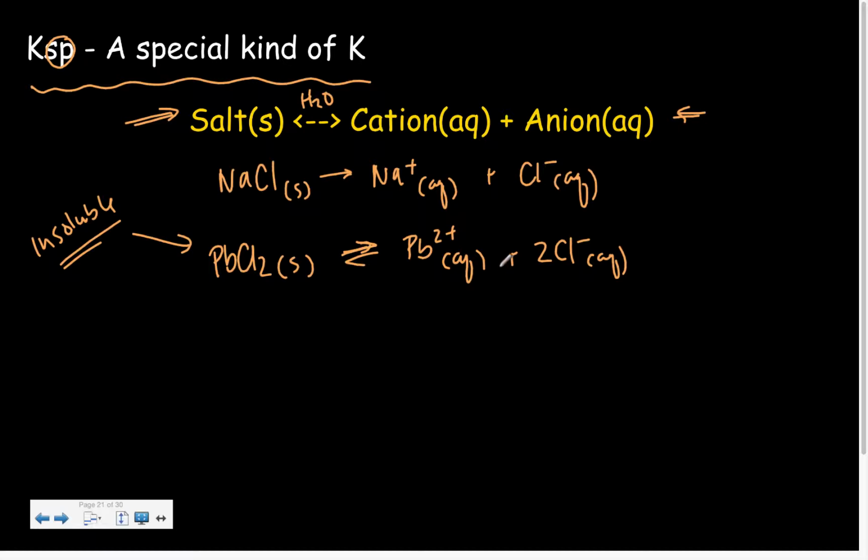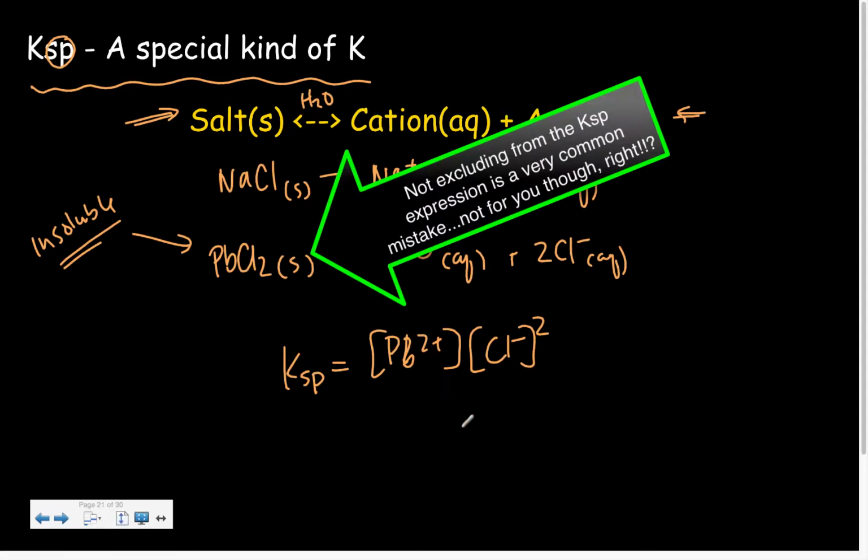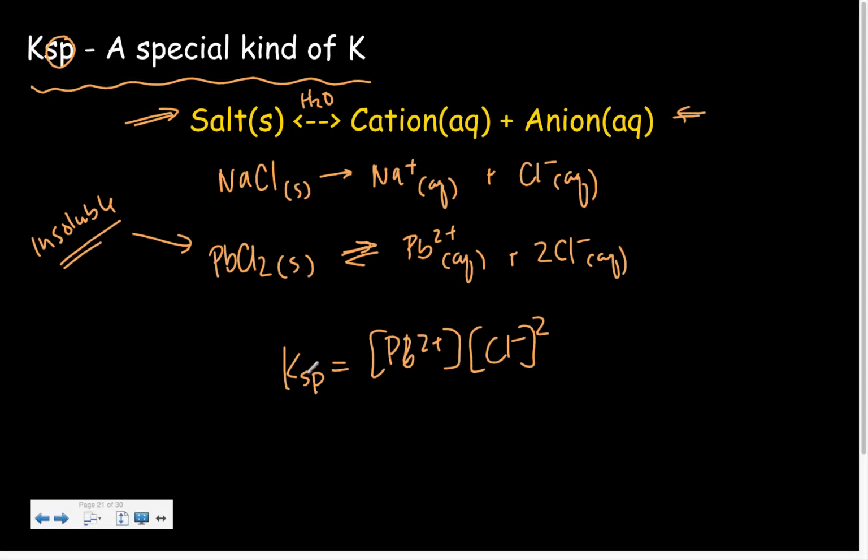Here, though, we're going to have tiny, tiny Ksp values. Now, if we're going to write a Ksp equation for this, it would look like this, yes? Fantastic, because we exclude the solids. All right, so when you're asked to provide a Ksp expression for a salt dissolving in water, this is always what we're talking about. Ksp equals ions raised to their respective coefficients.